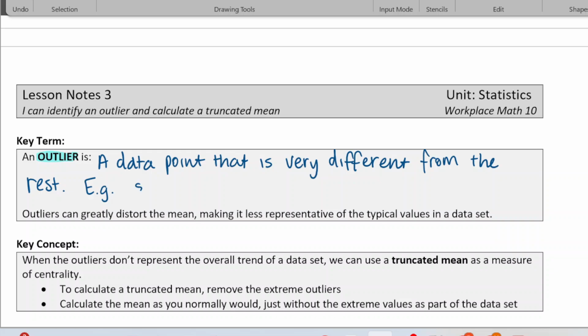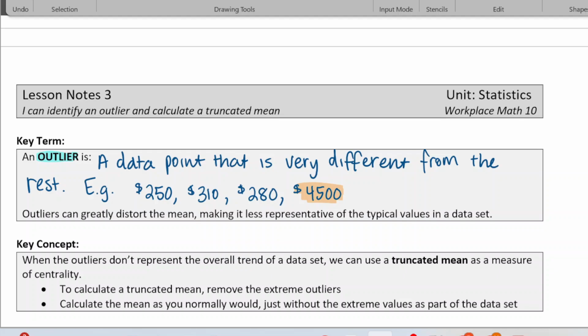Let's say friend number 1 earned $250. Let's say friend number 2 earned $310. Let's say friend number 3 earned $280. Let's say friend number 4 got a really good summer job and earned $4,500. Okay, this would be an outlier because that number is so different from the other numbers. The other numbers are pretty close together. That would be an outlier.